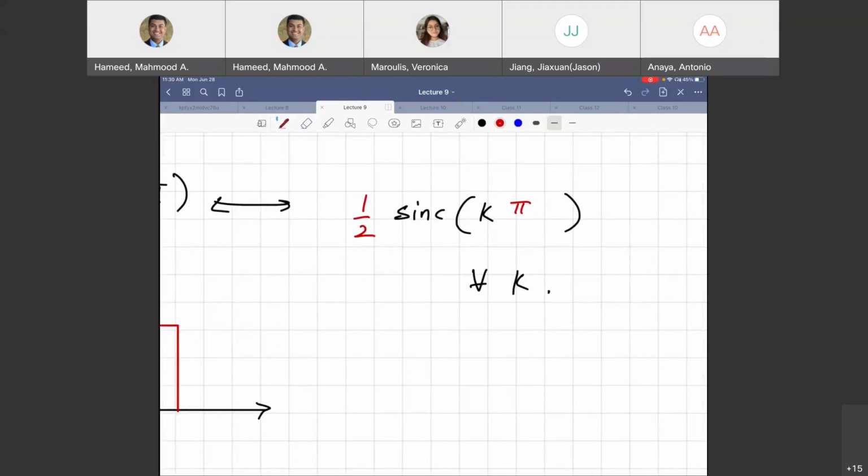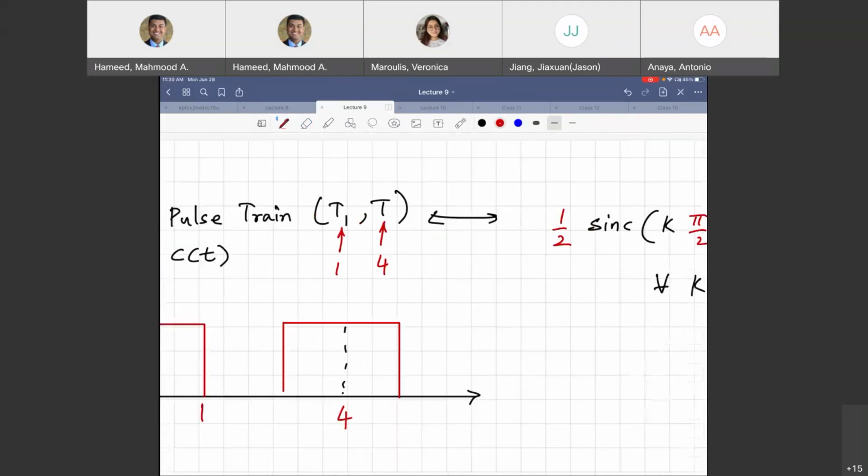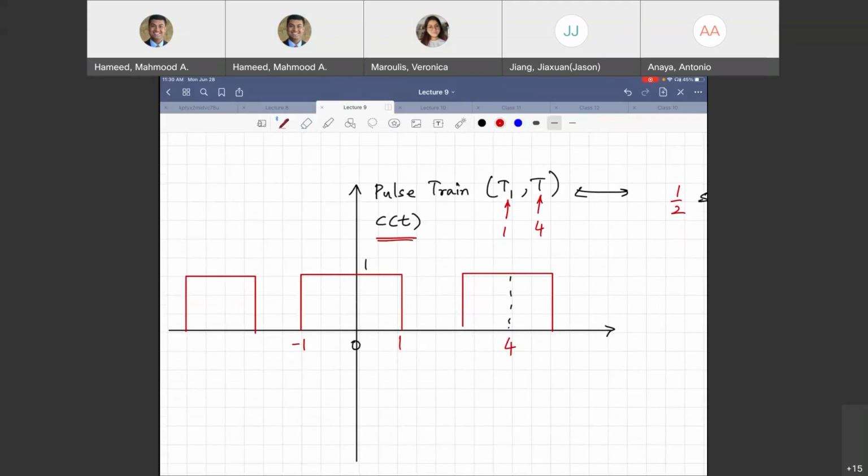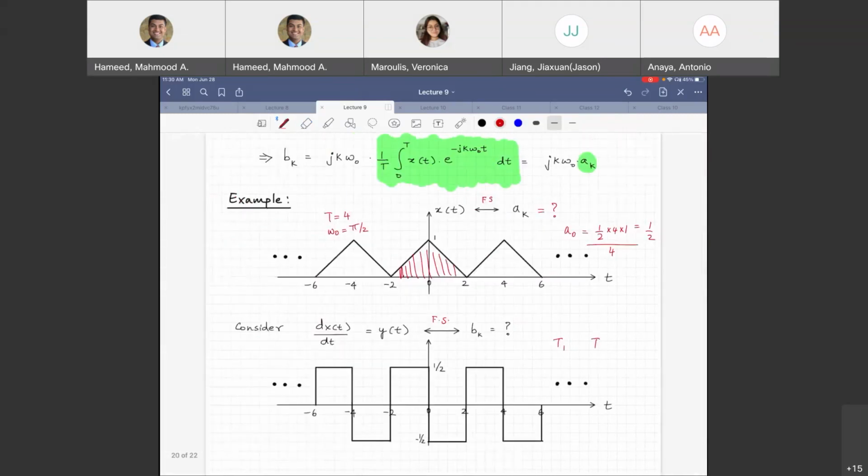Half sinc k pi over 2. Yeah? So you've got this, right? So you've got c of t as this signal. Now I want you guys to think about how can you express y of t in terms of c of t.